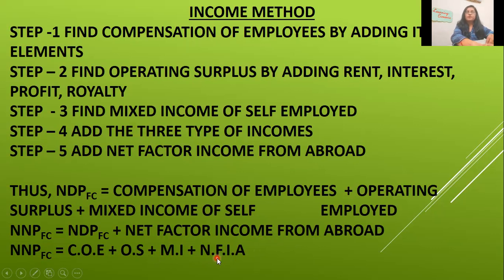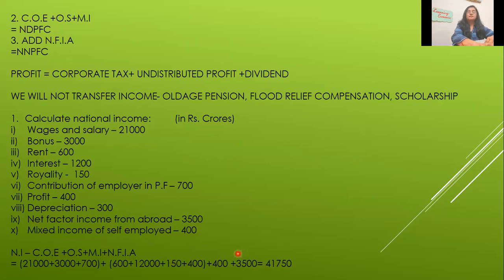We do not have to include depreciation. We don't have to include net indirect taxes. So this is the easiest method. If you are asked to find national income by two methods, and one method is income method, then I will suggest you that you should first calculate by income method, because it is the easiest method in national income accounting. Okay, now we'll see this question.